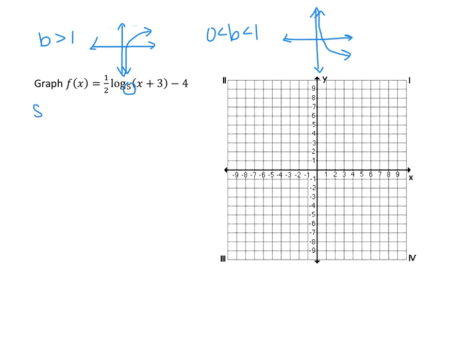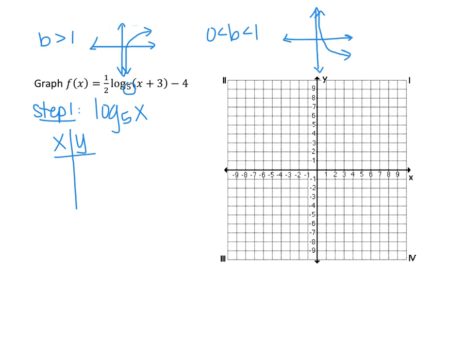What we're going to do is start with just graphing log base b of x, so log base 5 of x. I'm ignoring everything else, the 1/2 in front and the 3 and the -4. Those are the transformations we're going to do at the end. So I'm going to make a little table. I'm just going to plug in 3 numbers. You can always plug in more.